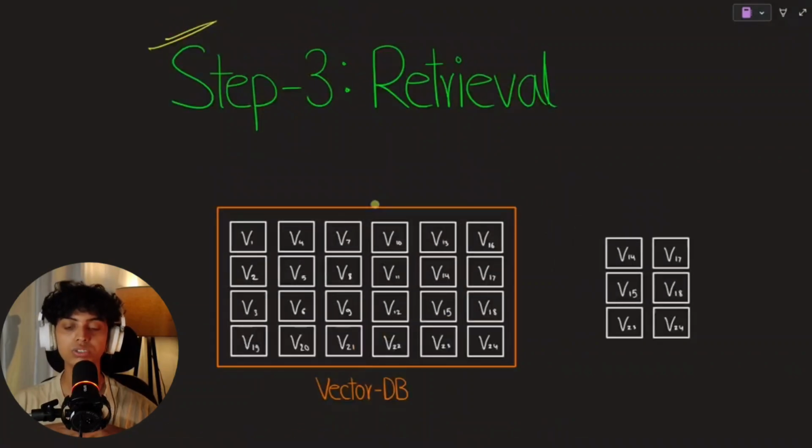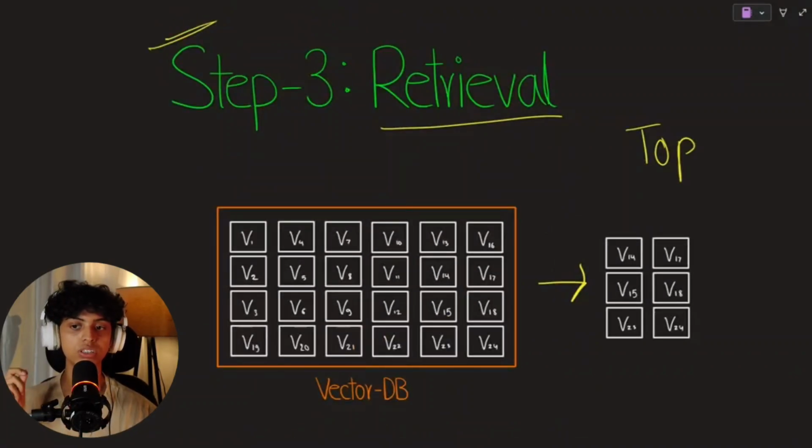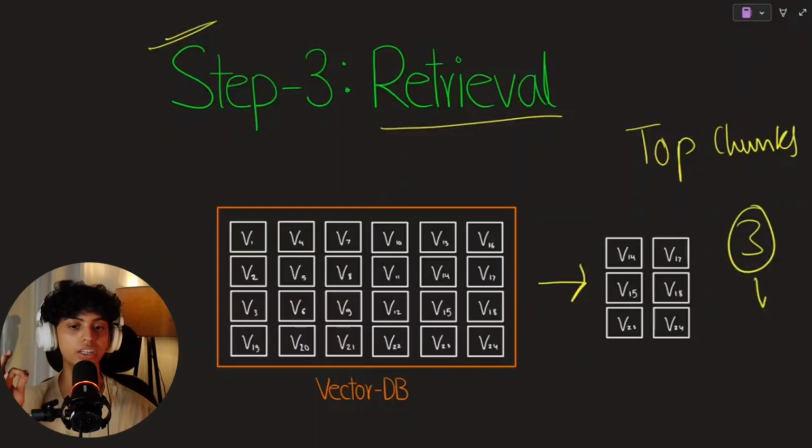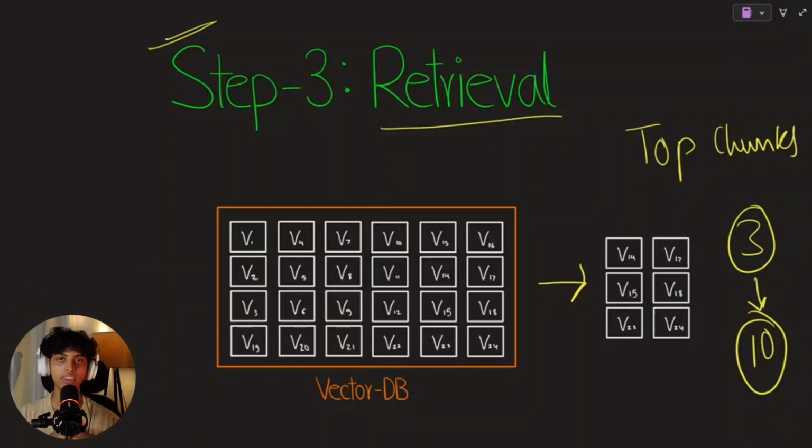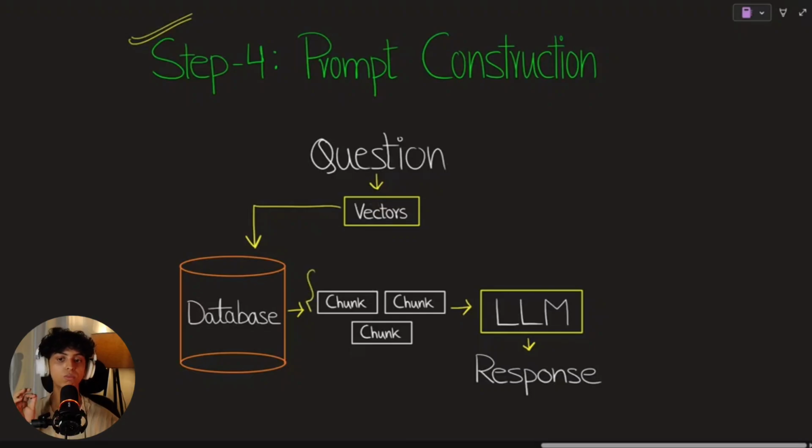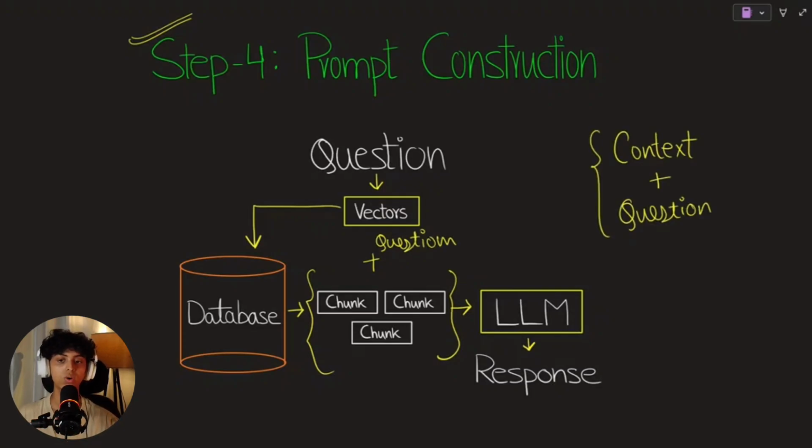Now the third step is retrieval. So after performing similarity search, the top matching chunks, usually somewhere between 3 and 10 depending on the setup, get retrieved from the vector database along with their original text. And then we move on to the next step, which is prompt construction. So these retrieved chunks get injected into the prompt alongside the user's original question. Something like, here is the relevant context, here is the question. Now answer using only this context.